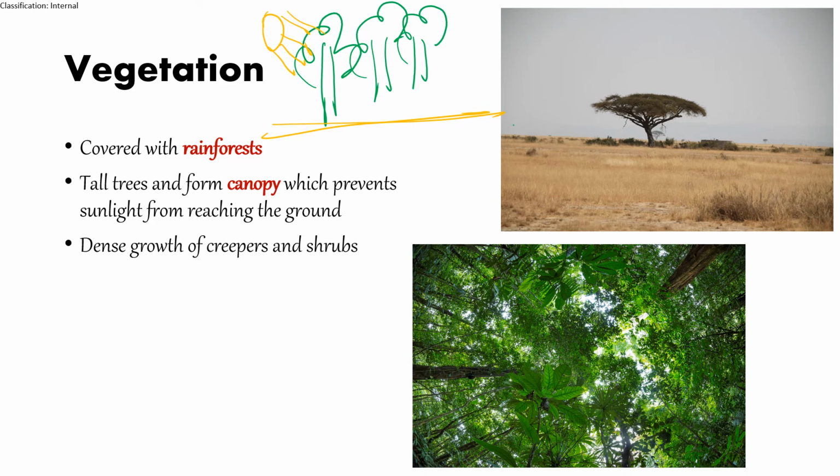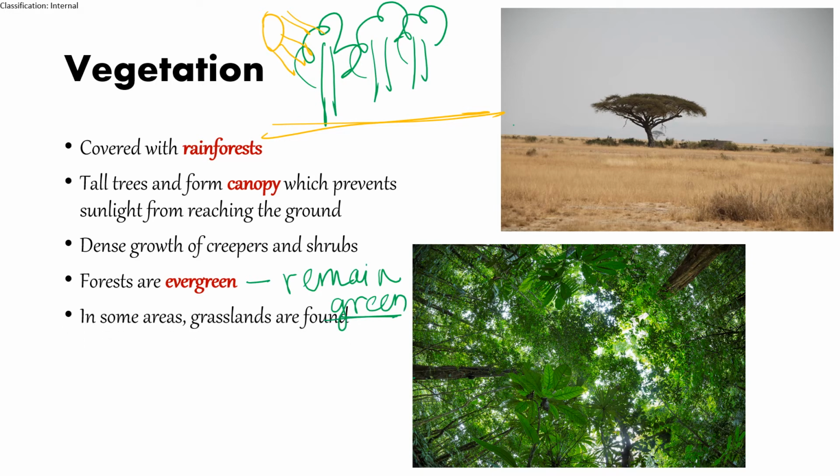There is a dense growth of creepers and shrubs, and a special feature of these rainforests is that they are evergreen. What does evergreen mean? It means the trees remain green almost throughout the year.